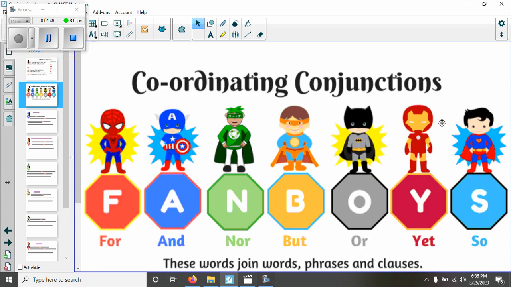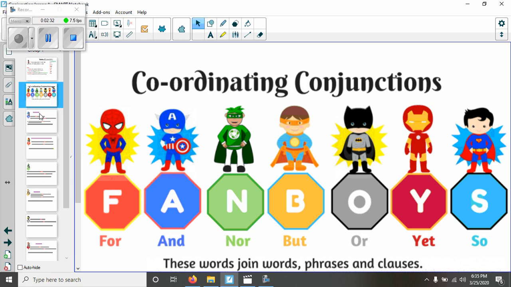Here we have our coordinating conjunctions. We are going to use the acronym FANBOYS because it's going to be very easy for you to remember them. FANBOYS are the letters of the conjunctions. So the F is for the word for, A is for and, N is for nor, B is for but, O is for or, Y is for yet, and S is for so. These are the words we are going to introduce today and how they link words together and sentences as well.